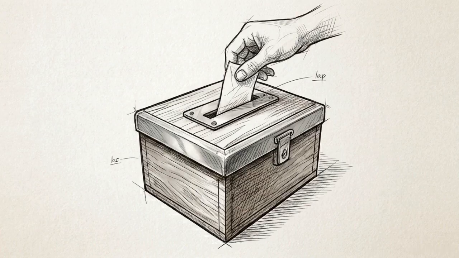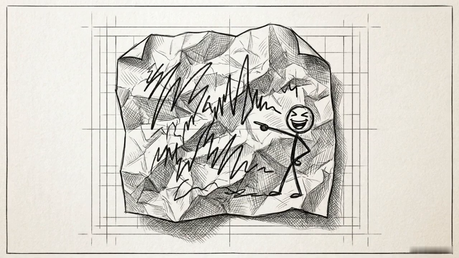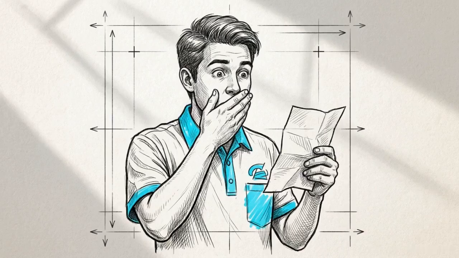Think of a retail suggestion box. Customers drop in feedback notes. If someone drops in a note that says, "Read this out loud and embarrass yourself," and the staff blindly follows the instruction without realizing it's a trick, the system fails.